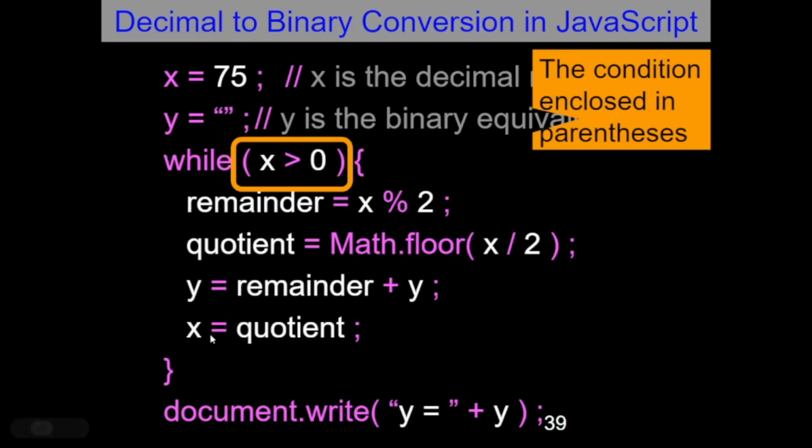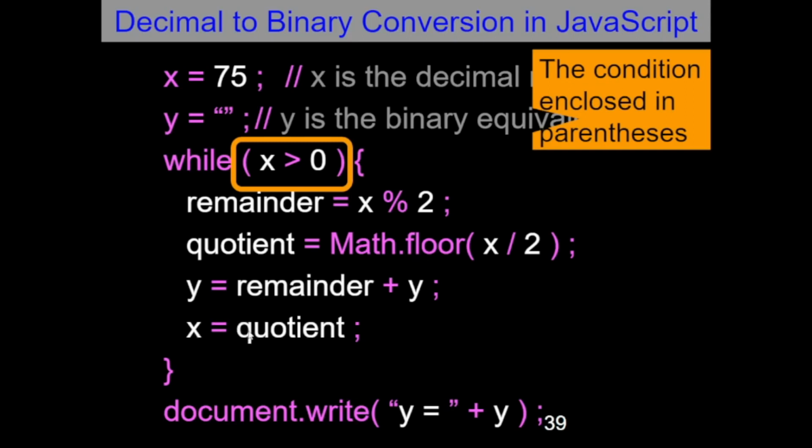x is getting updated every time the while loop is executed. Then it will check the condition again. If x is greater than 0, well and good, the remainder will get evaluated, the quotient variable will get evaluated, y is updated, and x is updated, and the loop will check the test condition again. If x is greater than 0, it will go back to the remainder variable, the quotient variable, update the y variable as remainder plus y, update the x variable as x equals quotient, and then go back to the test condition.